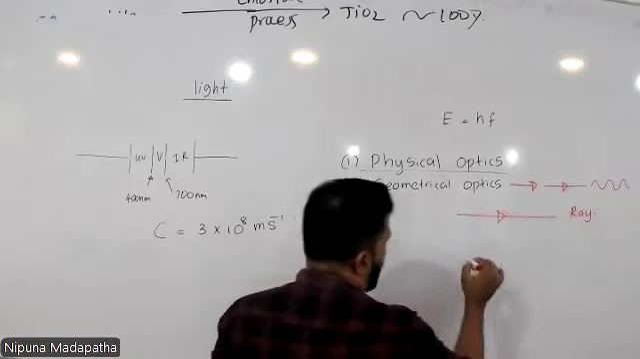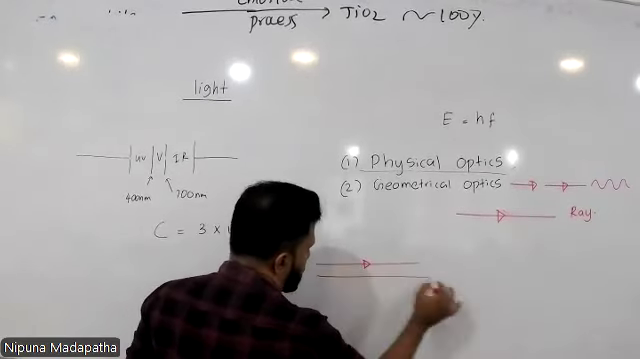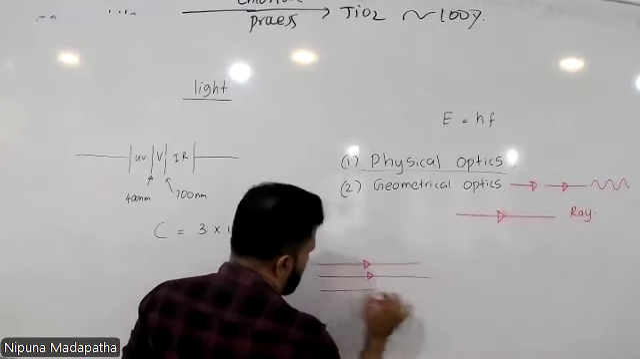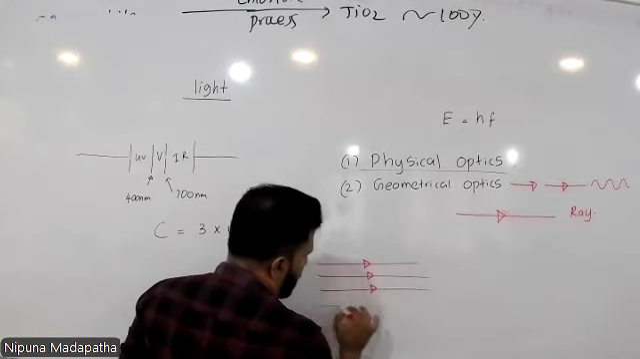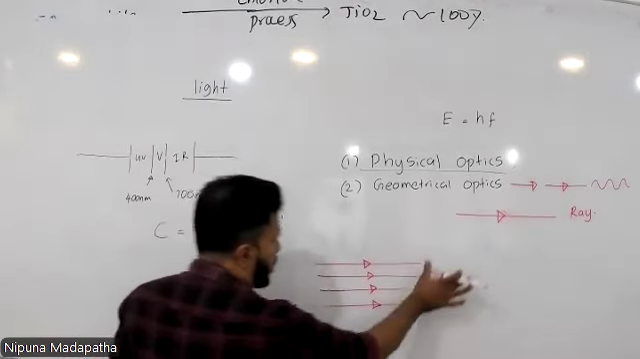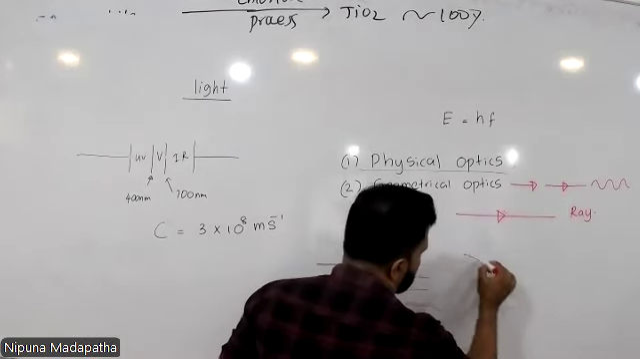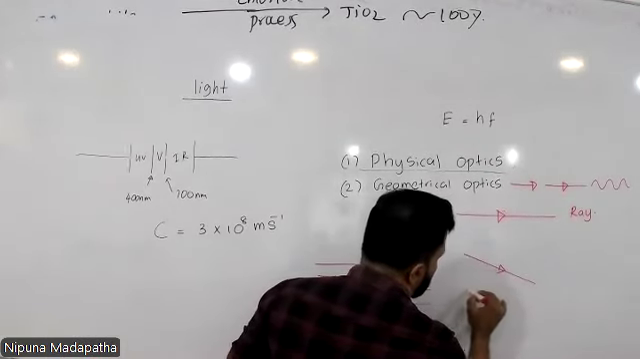So what about this? If you take several light rays like this, light consists of several light rays. It may be like this.